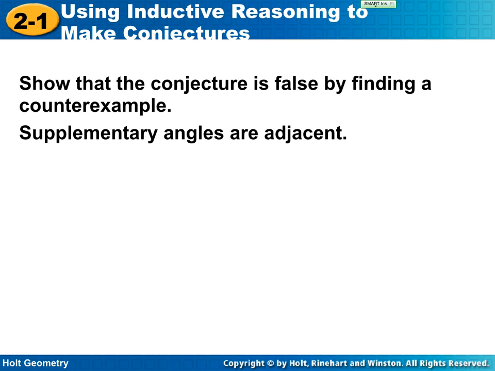All right, let's go back to a geometry one. The conjecture says supplementary angles are adjacent. What supplementary angles are, what adjacent means. I might have to draw this one because adjacent has to do with how they're drawn, where they're positioned, if they're hooked together or not. And you create supplementary angles that are not adjacent.